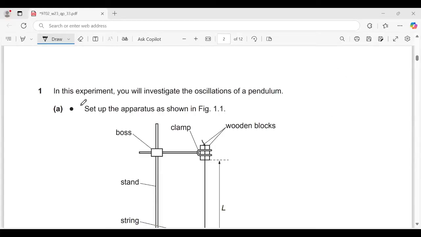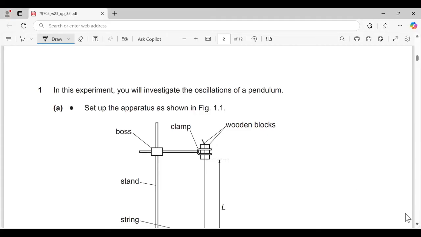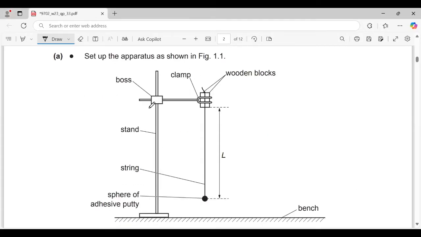Number one, in this experiment, you will investigate the oscillations of a pendulum. Set up the apparatus as shown in figure 1.1. These are the apparatus set in this experiment.